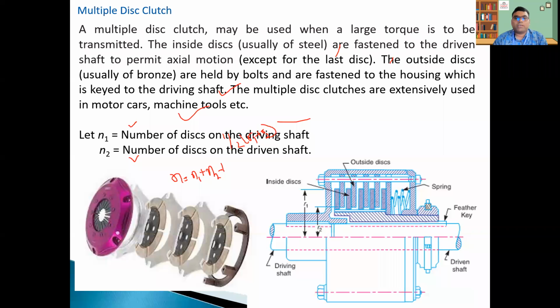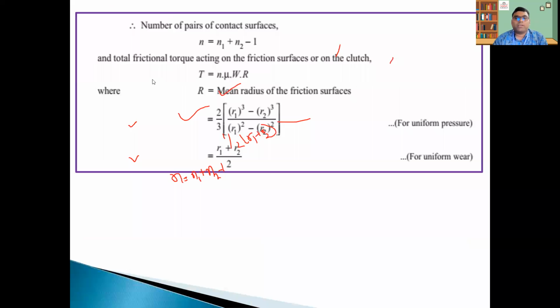So finally, we can write the number of pairs of contact surfaces, and we multiply by that number n we have already calculated. The same relation is valid here for the multi-plate clutch.